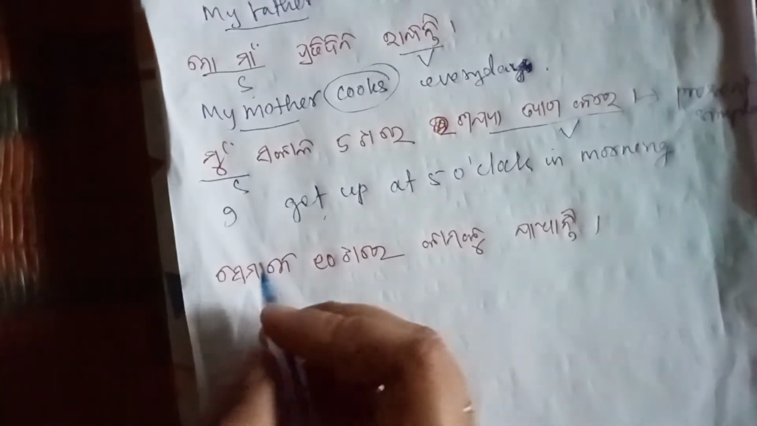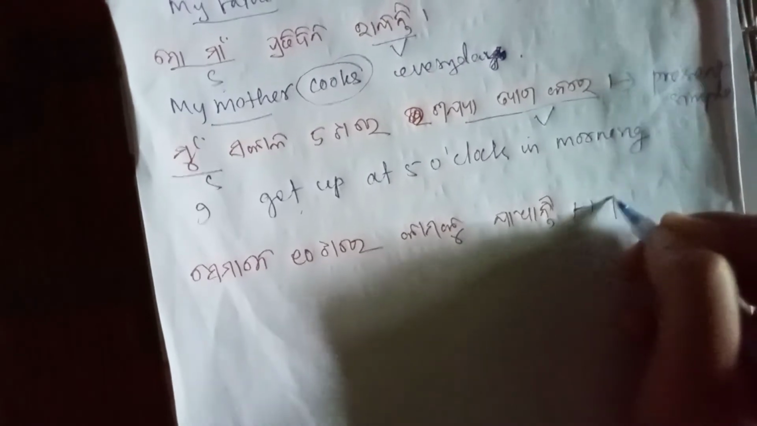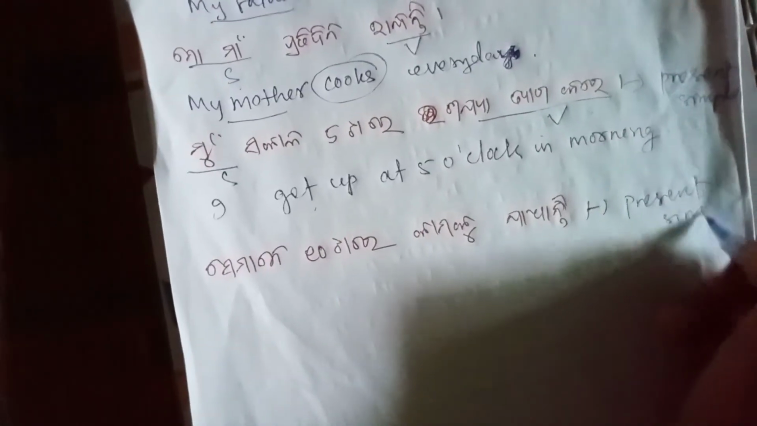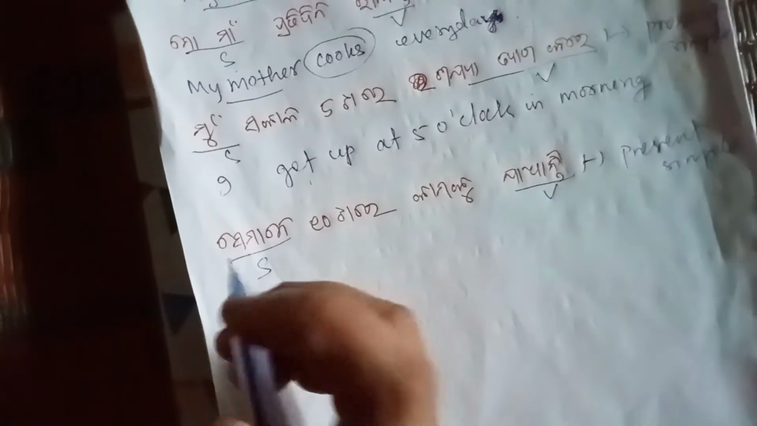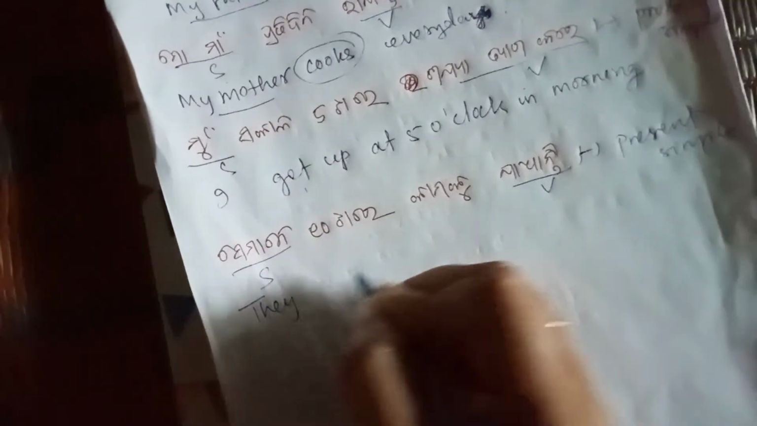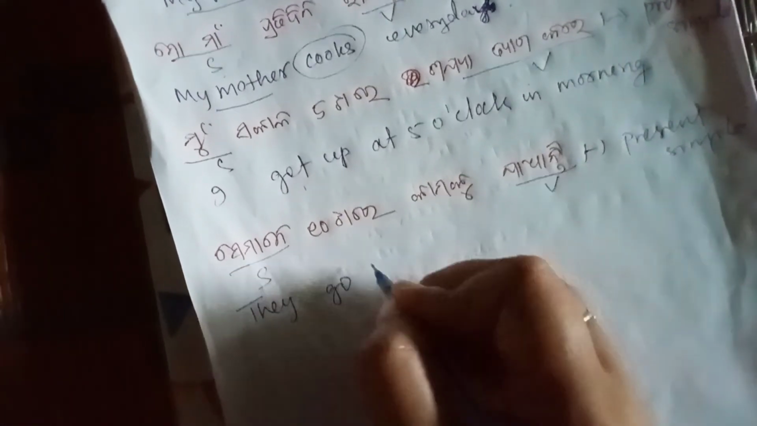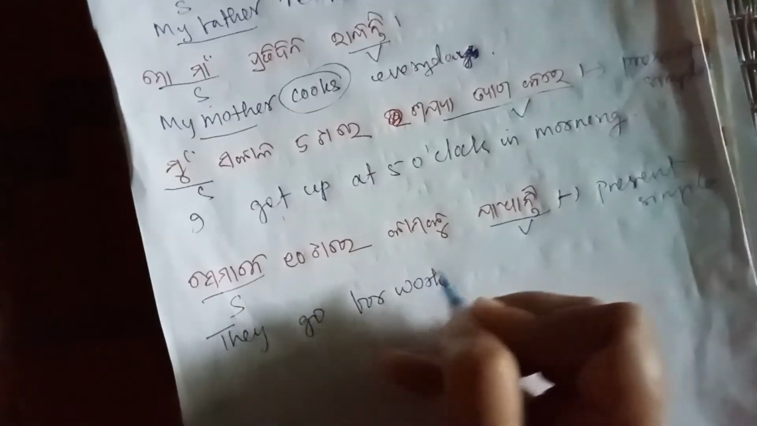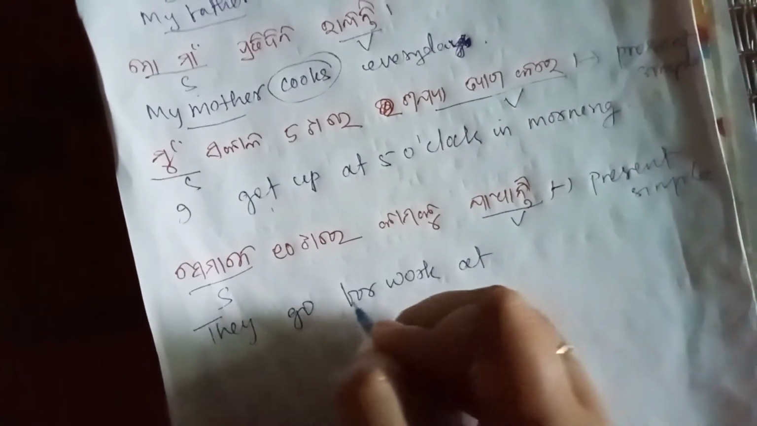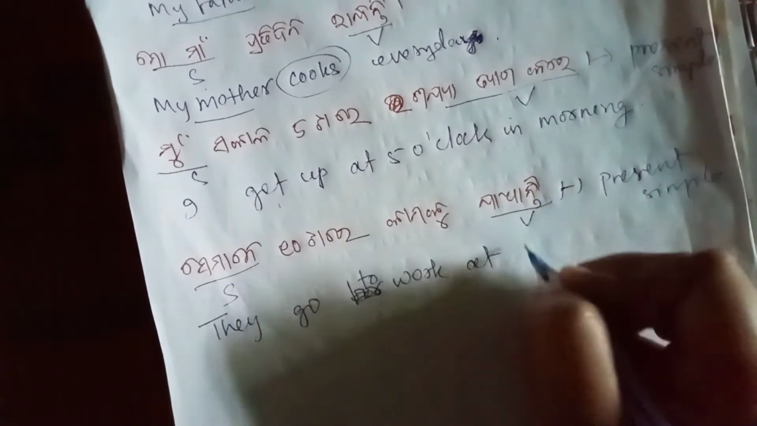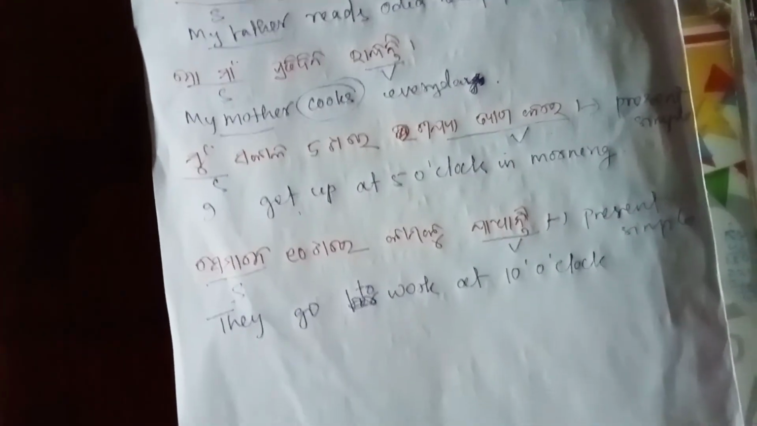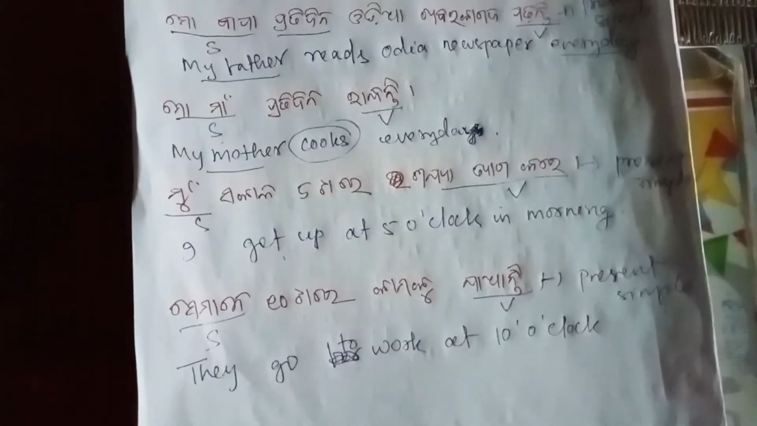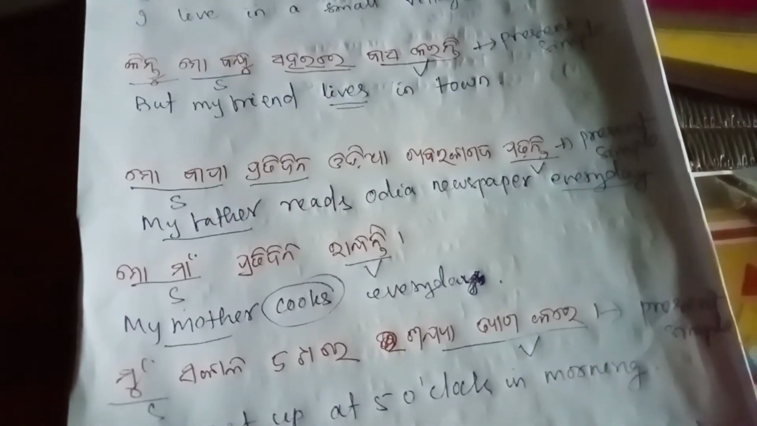Then semane dostare kamapu jaanti. Again, this is the present simple tense. Semane is the subject, jaanti is the verb, and the rest part will come after your verb. So semane, they go for work, or go to work. They go to work at 10 o'clock. They go to work at 10 o'clock. Semane dostare kamoko janti. So in this way, you can change any present simple tense Odia sentence into English.